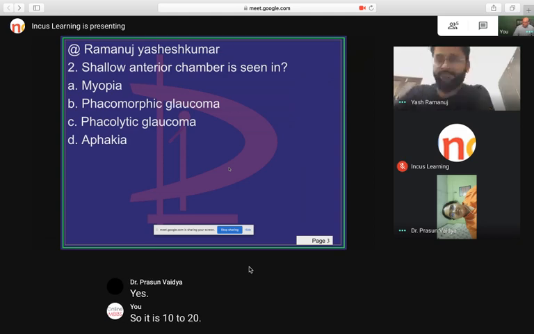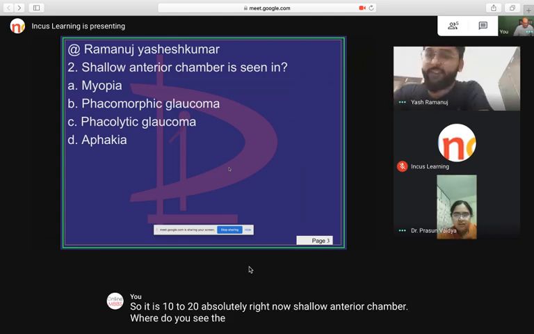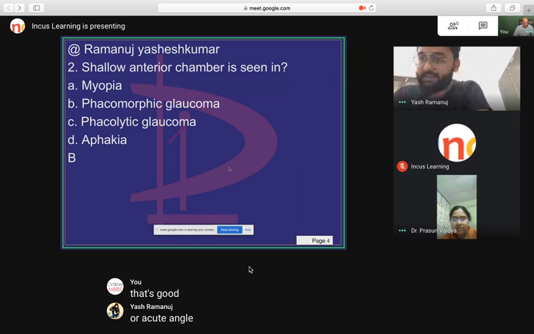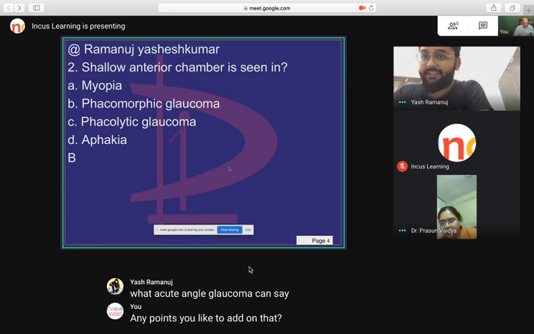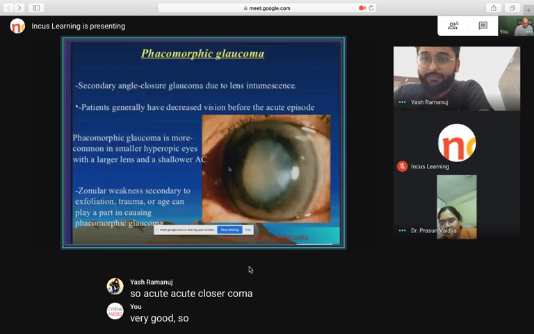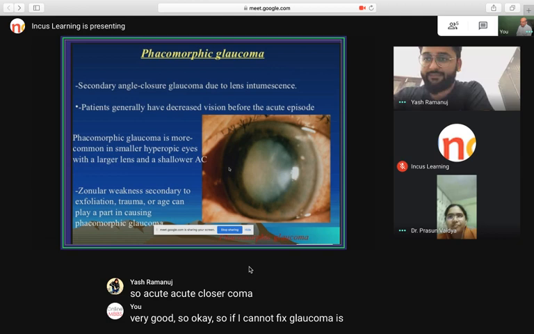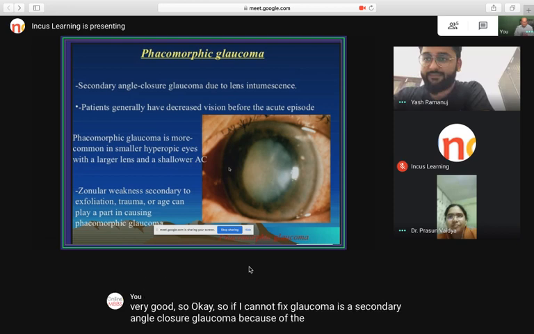Now, shallow anterior chamber, where do you see it, Ramanuj? Phacomorphic glaucoma. That's good. Any points you would like to add on that? Acute closure glaucoma. Phacomorphic glaucoma is a secondary angle closure glaucoma because of lens intumescence. That is the main underlying cause of phacomorphic glaucoma.